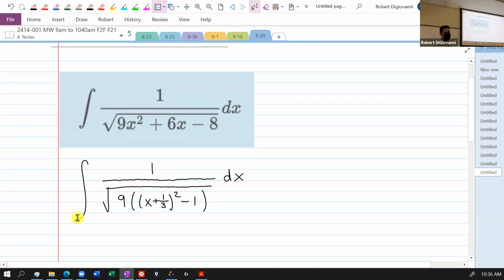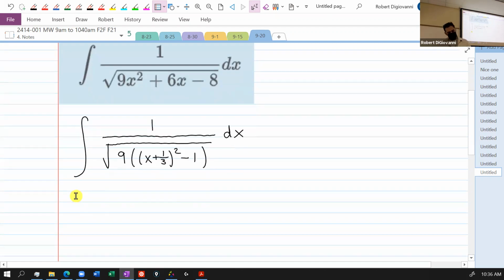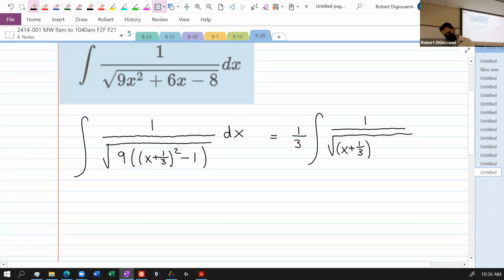Now, what about this 9? I can pull that out as a 3, can't I? And just take that out of the root completely? Or sorry, out of the integral completely. So I'll pull it out as a 1/3 integral 1 over the square root of x plus 1/3 squared minus 1 dx. Okay, you good? Does that look now like a trig sub problem?